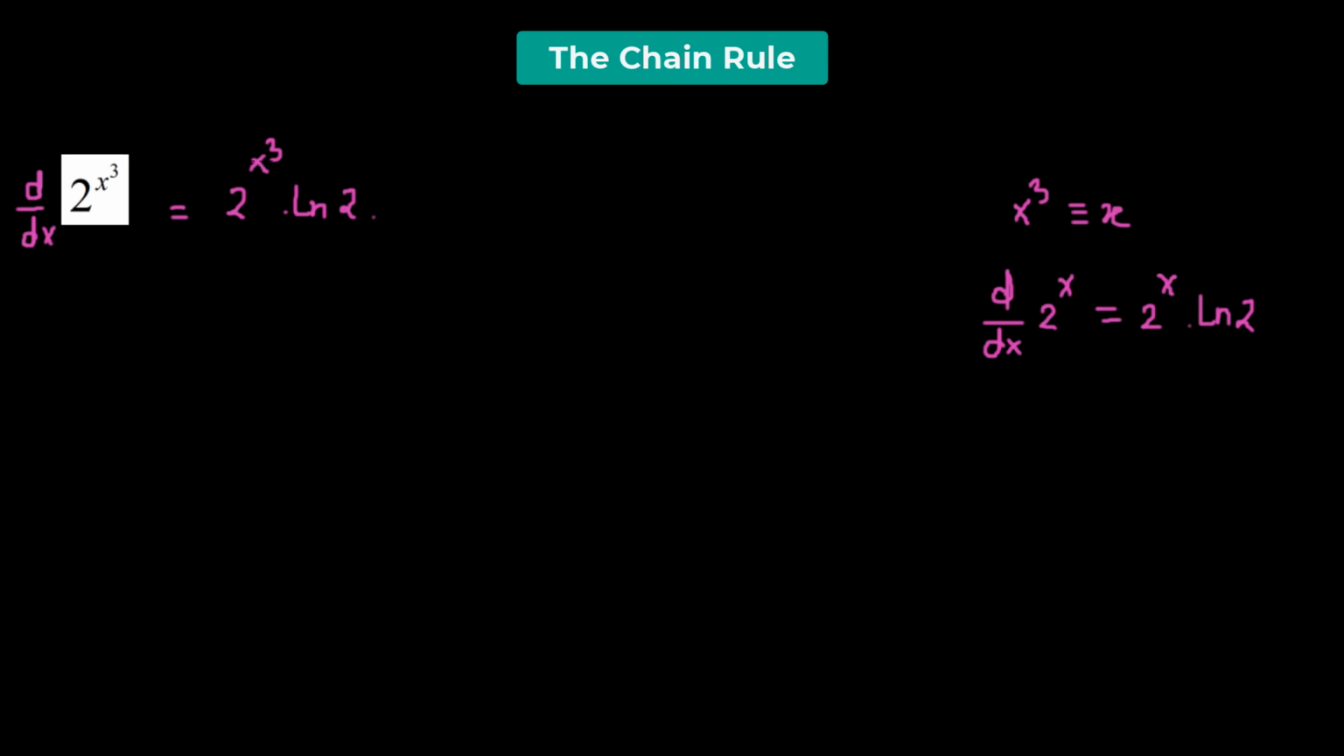But x cubed is an assumption here, so that means we have to multiply it by the derivative of x cubed. So the derivative of x cubed is 3x squared. So we have 3x squared multiplied by 2 raised to the power of x cubed times natural log of 2. So this is the final answer. Let's move on to the next question.